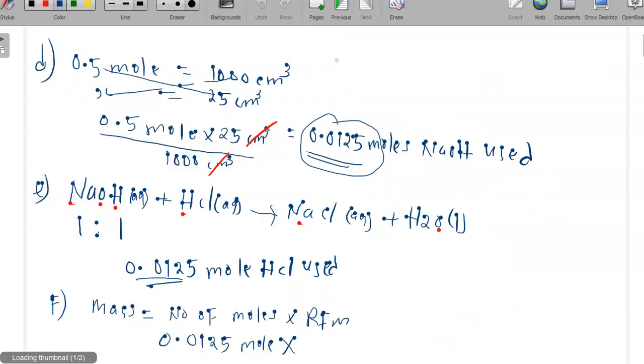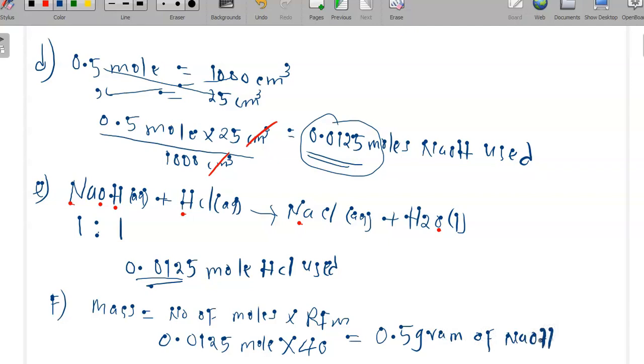Therefore, 0.0125 times 40. What do we get? Then we get 0.5. The mass is 0.5 gram of sodium hydroxide used. This is the mass of sodium hydroxide used. So that's how you do question F. You have the number of moles, you multiply by the RFM, then you get the mass.